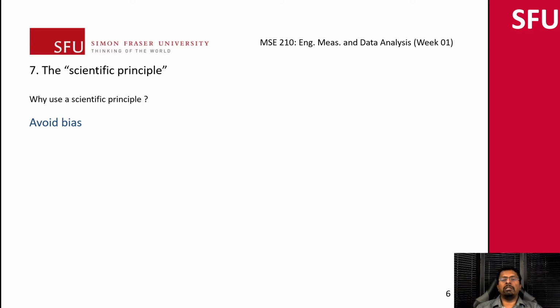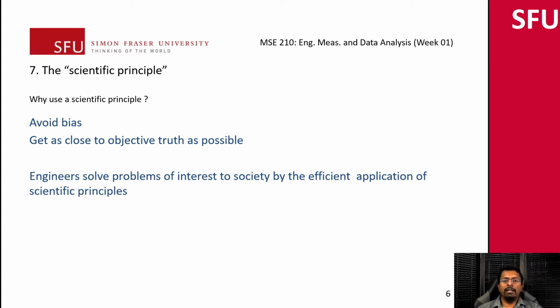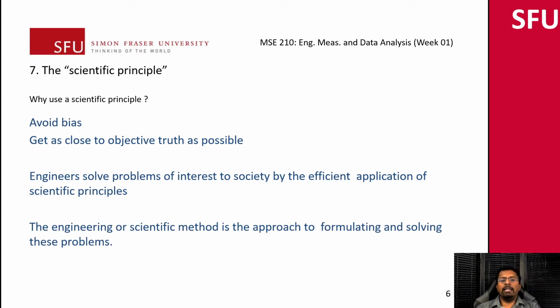If you follow the scientific principle, then you're less likely to be influenced by bias. We want to get as close to the truth as possible, and again the scientific principle allows you to do that. As engineers, we try to solve problems in the interest of society by making things efficient, so we apply the scientific principle efficiently. The engineering or scientific method is the approach to formulating and solving challenging and useful problems within society.